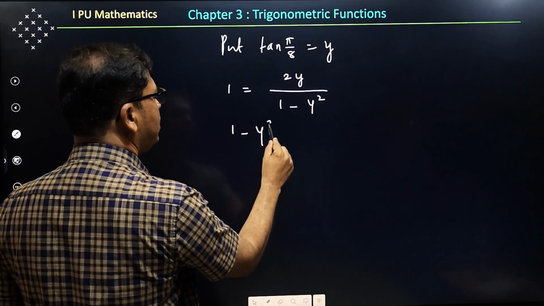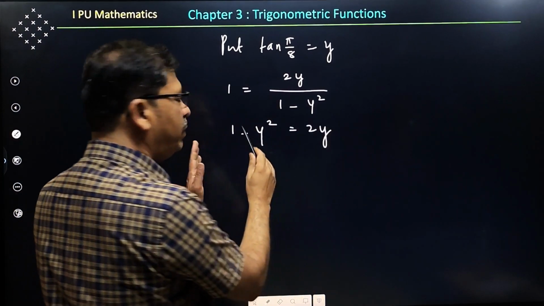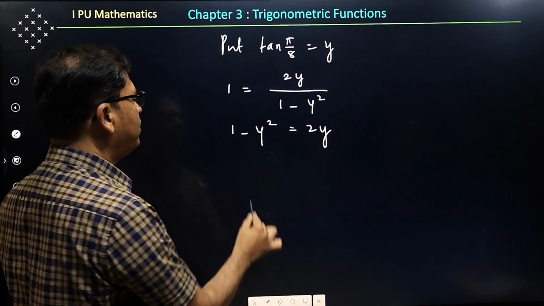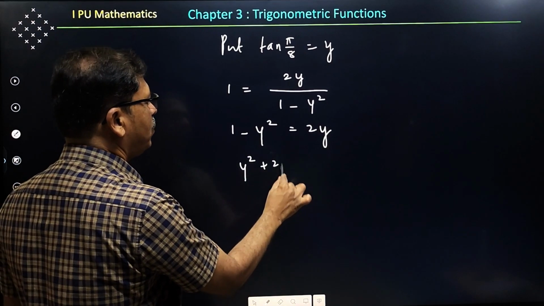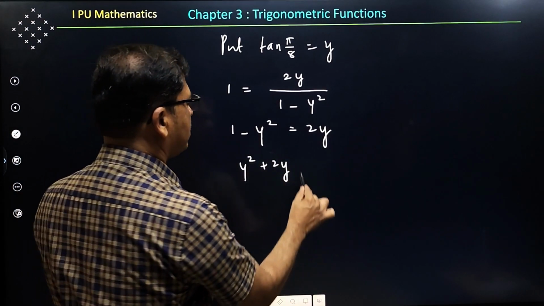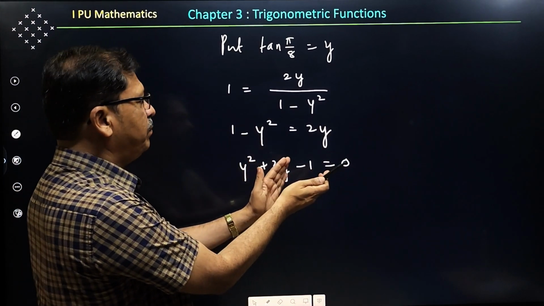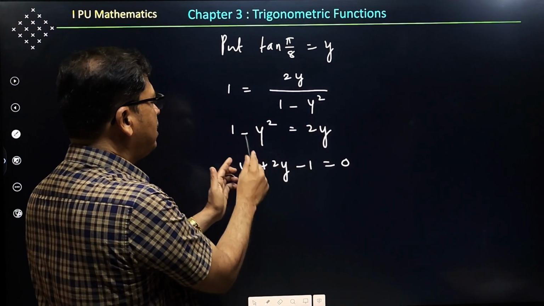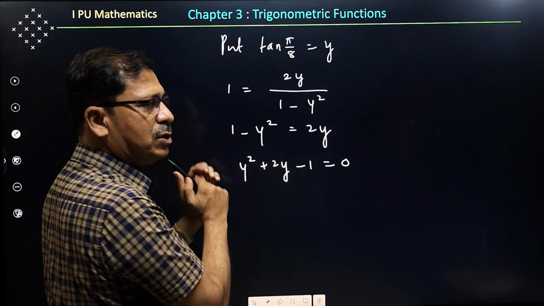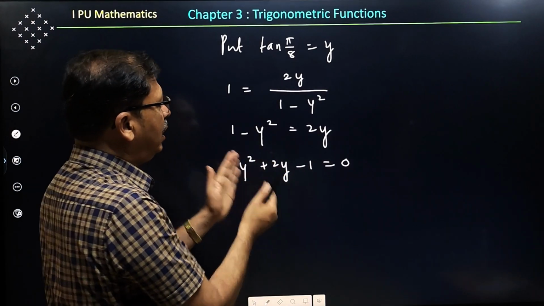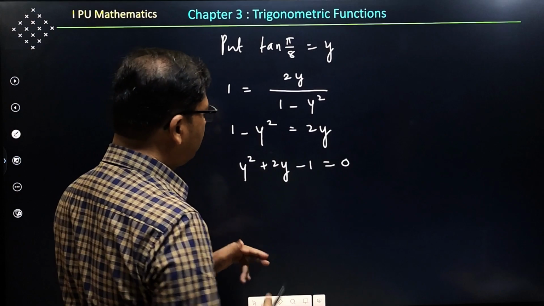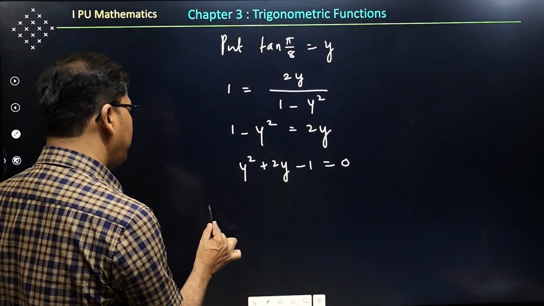Now you cross multiply. 1 minus y square is equal to 2y. Shifting this 1 minus y square to that side, it becomes y square plus 2y minus 1. I have shifted entirely 1 minus y square to that side. So plus 2y remains as it is. 1 changes to minus 1, minus y square changes to plus y square here. And left side 0 remains. Solve it by using the formula method.